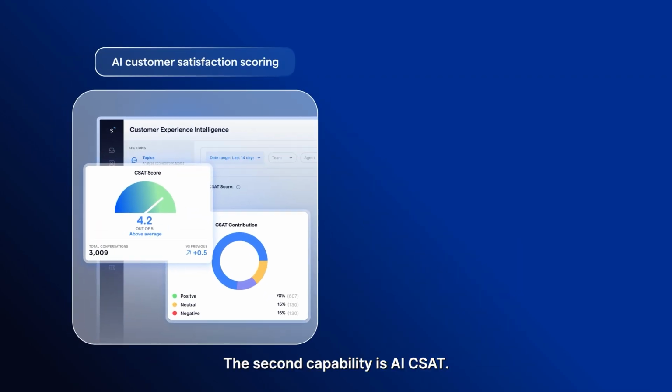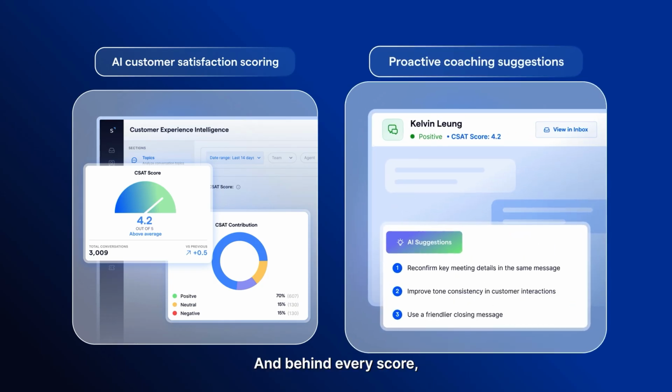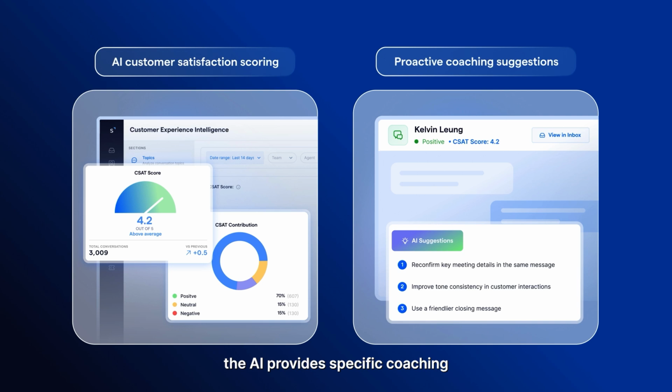The second capability is AI CSAT. Traditional CSAT requires sending a survey and hoping your customer fills it out. SleekFlow's AI automatically evaluates every conversation the moment it goes idle, scoring it on sentiment, issue resolution, and agent responsiveness. No survey required. And behind every score, the AI provides specific coaching recommendations for the agent, covering how they handle objections, how they set expectations, how they could have resolved the issue faster.